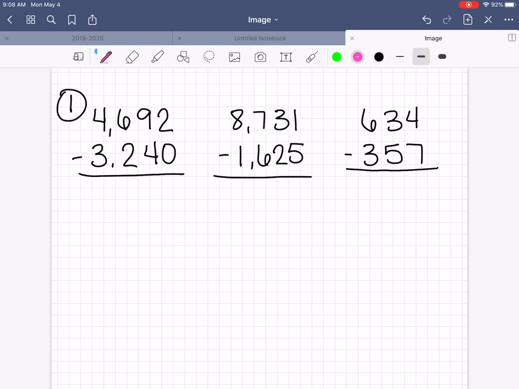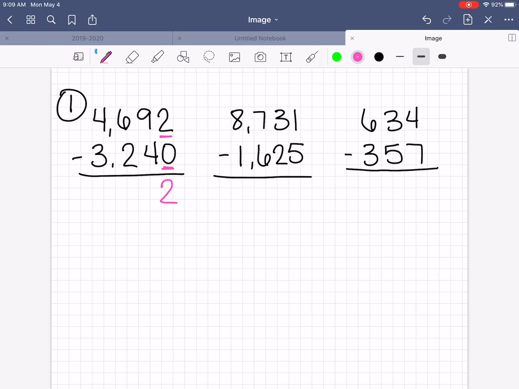What you have to decide first is, well, we always remember, we always start in the ones place, right? We have to start in the ones place there. So starting in the ones place, can I do 2 minus 0? Can I do it? Yes, I can. 2 minus 0 is 2. Didn't change it. Remember, as we write our answers down, that we put them right underneath the problem, the place value that we were working on. So 2 minus 0 is 2.